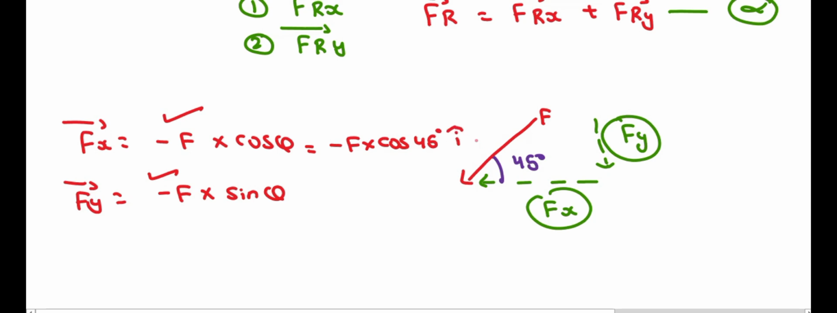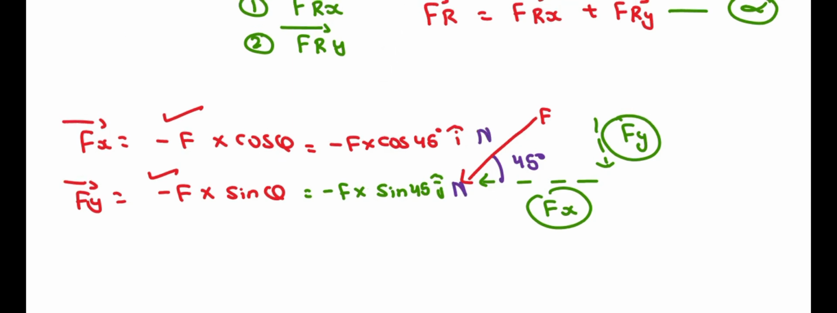Here i is the unit vector and it determines the direction of Fx along the x-axis, and this one becomes negative F sine 45 degrees j, and j is the unit vector that determines the direction of Fy along the y-axis. Don't forget to write down its unit, which is newton, and this one is also newton. This is the F.